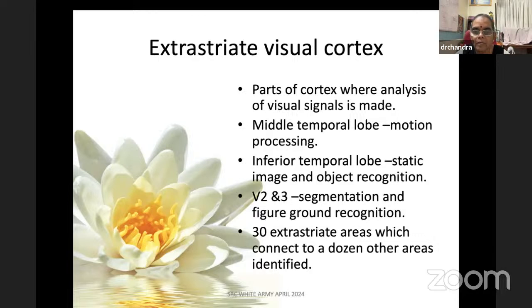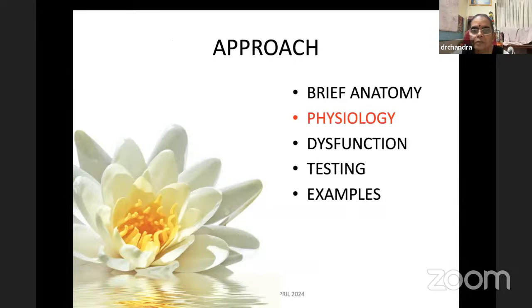And there are approximately 30 extra-striate connections, which I showed in the initial picture, where there are complex tracts, association fibers and commissural fibers, which connect the occipital area to various parts, which I showed in a complex picture in the earlier part of this presentation. There are about 30 extra-striate areas. So that is the brief anatomy of complex visual processing. Now we will go to the physiology.